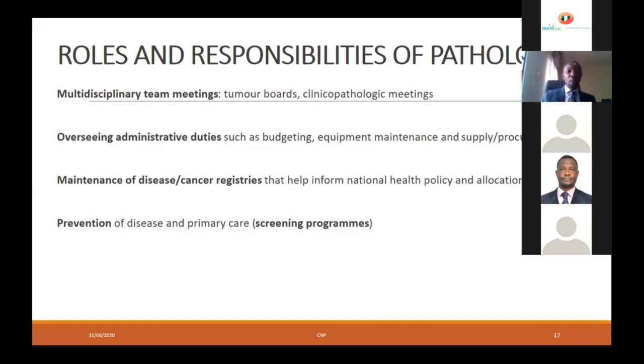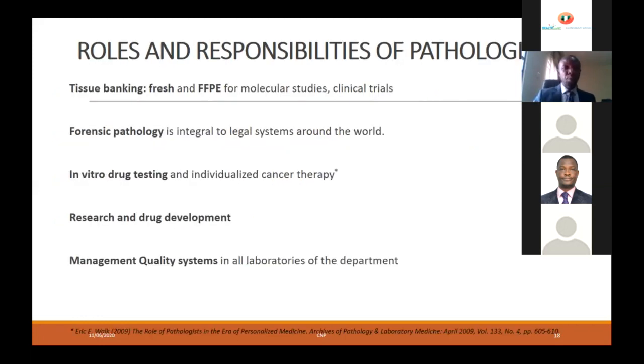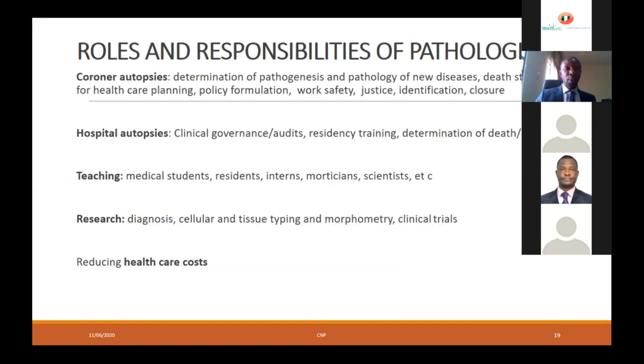We are involved in prevention and screening programs, like I mentioned earlier as well. I already mentioned tissue banking, both fresh and archival. Also involved in forensic pathology as well. In vitro drug testing can also be done by the pathologists. We are involved in research and drug development. We manage quality systems as well. We are involved in coroner's autopsies.